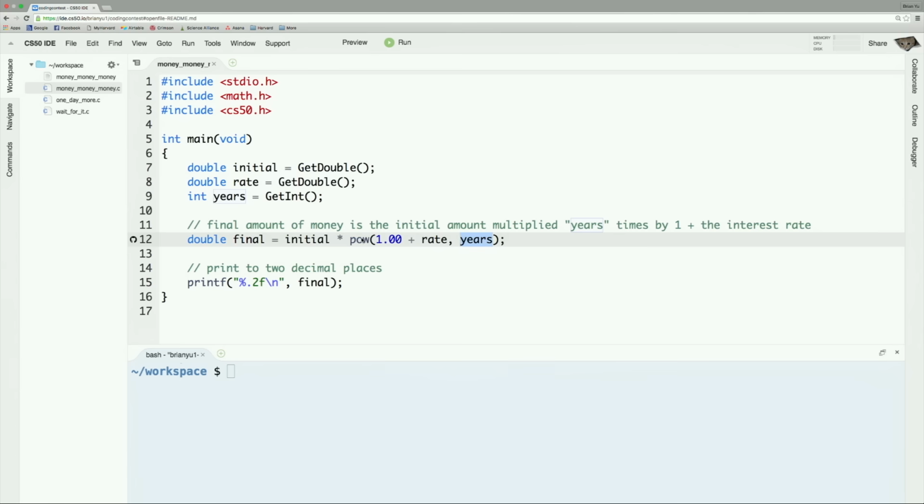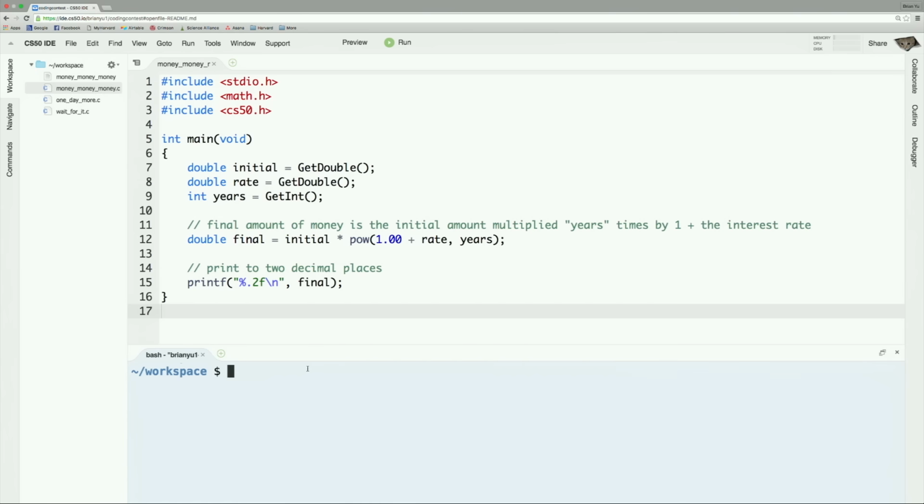And note that here we're using the power function, which takes a number and raises it to a certain exponent, which is defined in math.h. So, after calculating the final amount, the last step is just to print out the amount of money that the user has to 2 decimal places. And we can do this using the %.2f syntax that printf offers. And when we do that, the final value, which might not necessarily be to 2 decimal places, will be printed rounded to 2 decimal places.